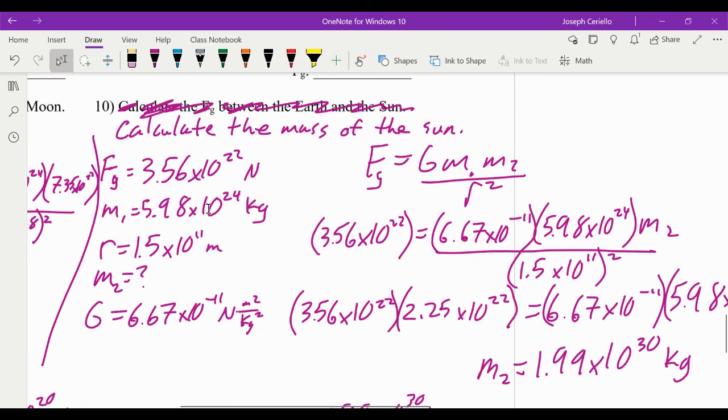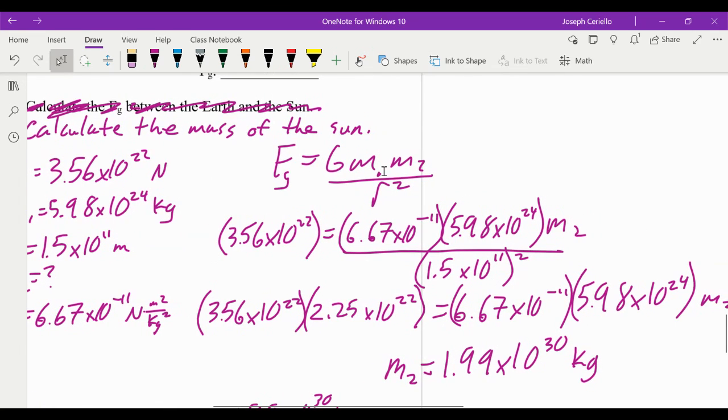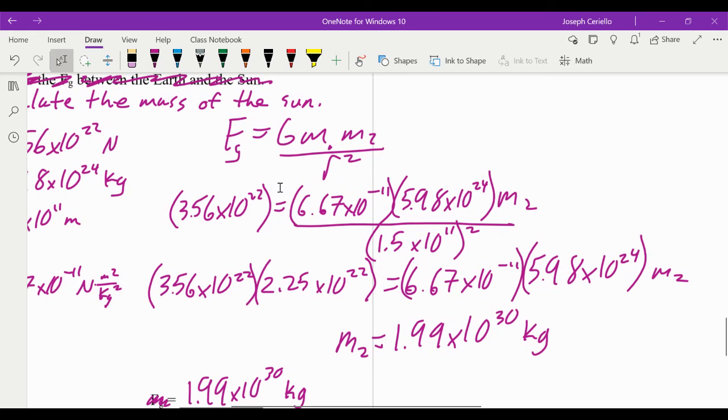So that's Fg. We know the mass of the Earth. We know the distance between the Earth and the Sun. That's on the reference table. We know big G. Make sure all the units are there. Write our equation with nothing subbed in yet. Now just plug everything in.